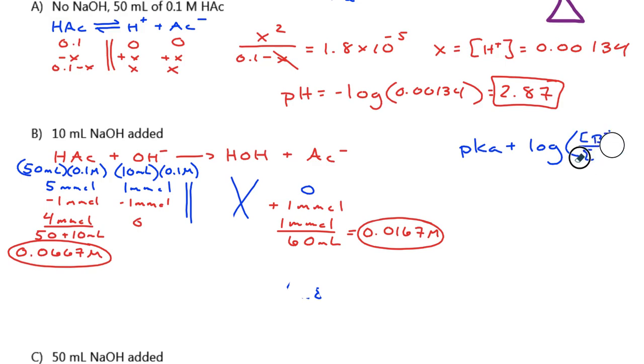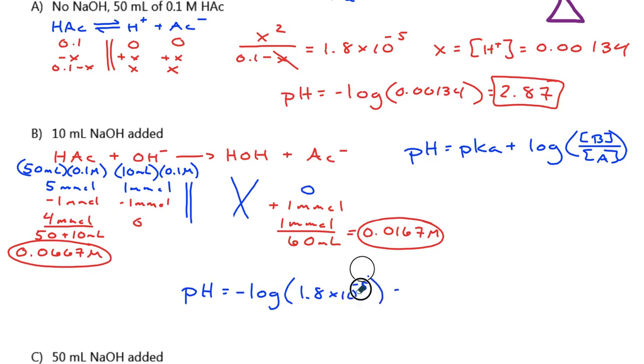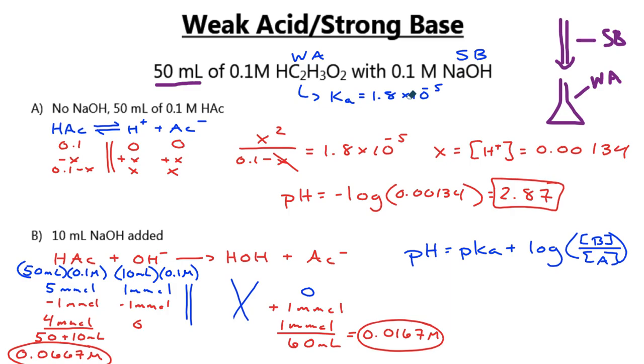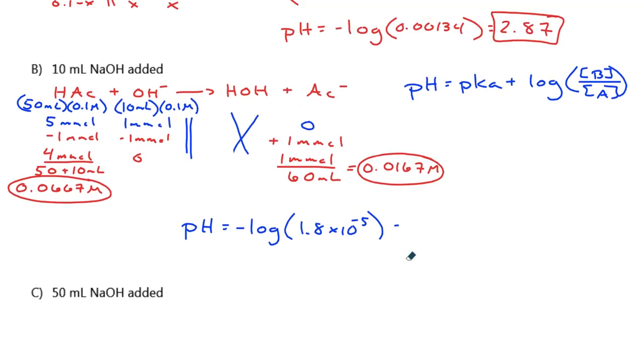So there is an equation. It's called the Henderson-Hasselbalch equation. It is so much easier to use. If I just say pH equals pKa plus log of base over acid, this is what it's going to look like. So I take the negative log of my Ka. That's pKa. So the Ka we got from the top, 1.8 times 10 to the negative fifth. And I add it to the log of my base over my acid.